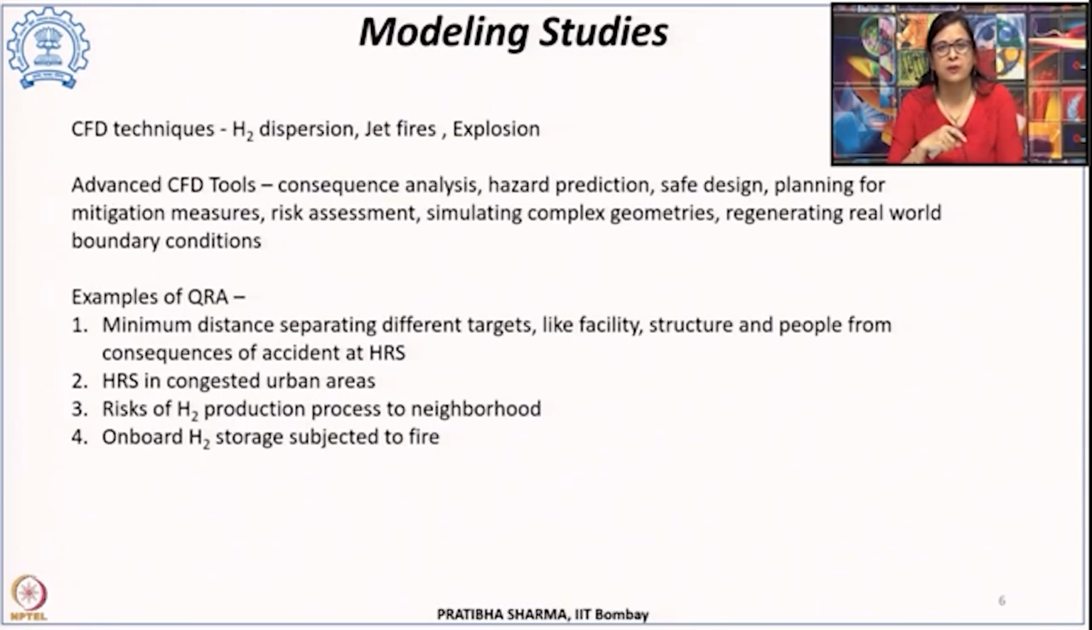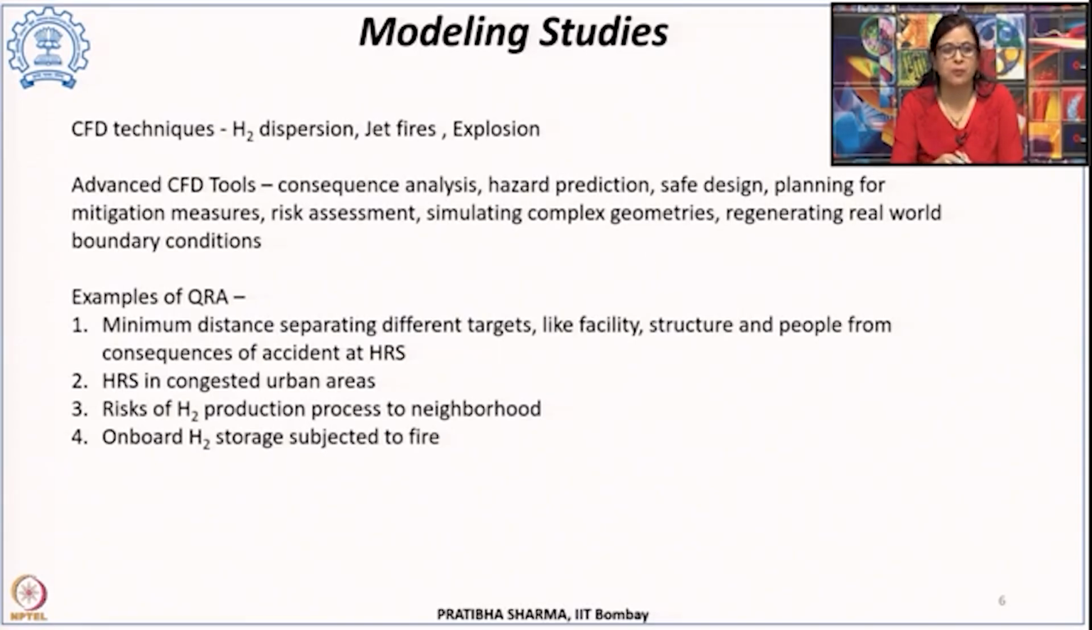Although in the previous class we have seen that experimental techniques can provide a better insight, there are limitations to the experimental techniques. They are quite expensive and at times large scale accidents cannot be replicated so as to do a risk analysis, and there the computational technique plays an important role.